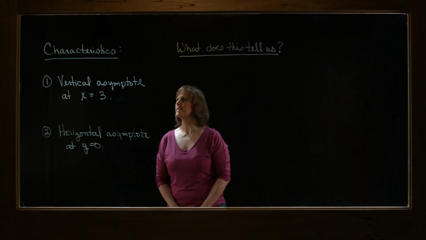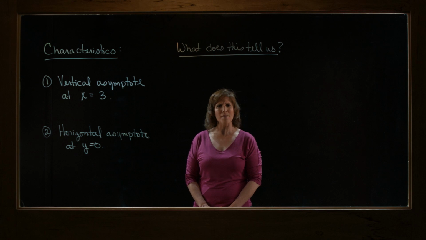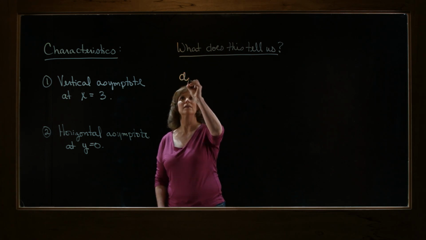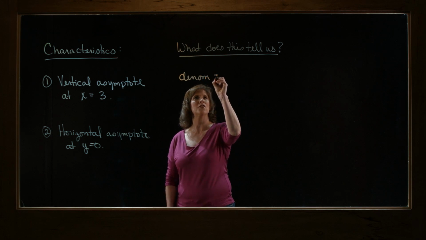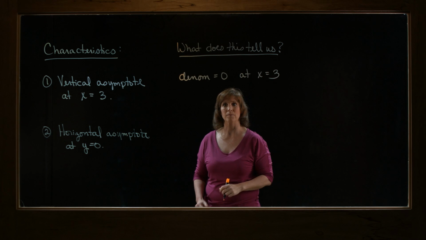The first one is that I'm going to have a vertical asymptote when x equals 3. Well, when does a graph have a vertical asymptote? It happens when the denominator is equal to 0. So we're looking for a function where the denominator equals 0 at the point x equals 3.